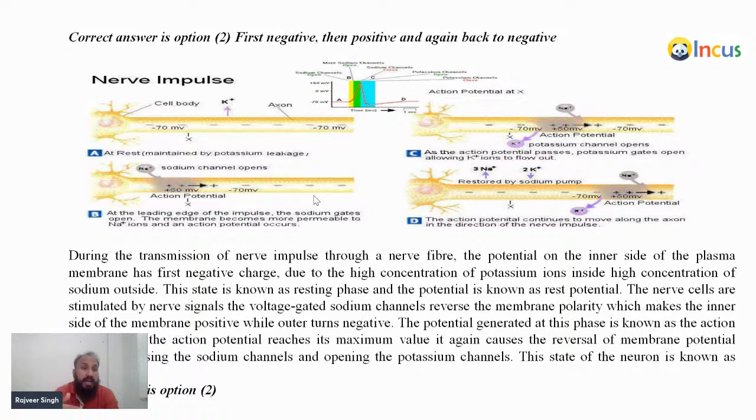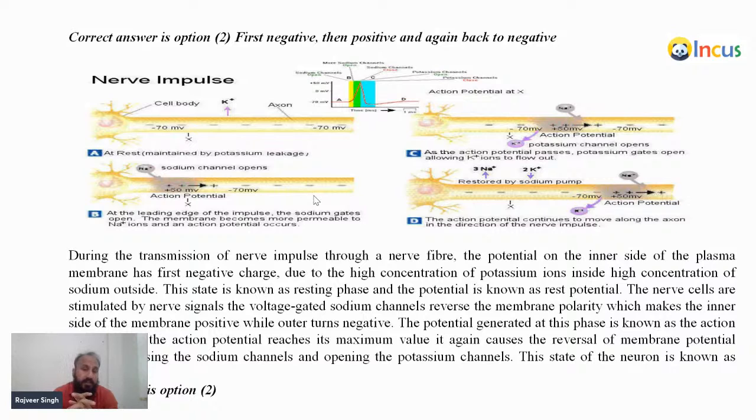Okay. So at the leading edge of the impulse, the sodium gates open and the membrane becomes more permeable to the sodium ions, and an action potential occurs. Then, we now come to the third step. As the action potential passes, potassium gates open, allowing potassium ions to flow out.